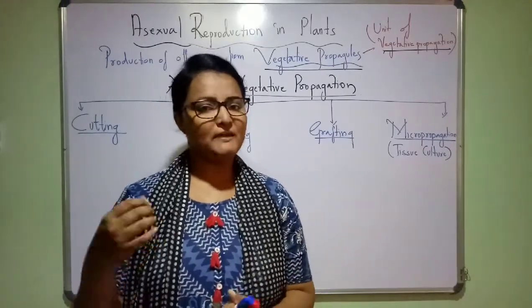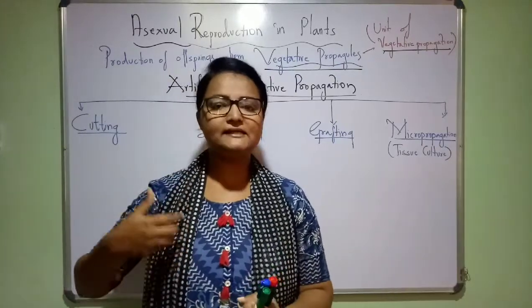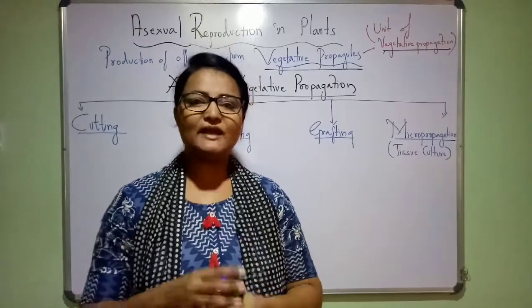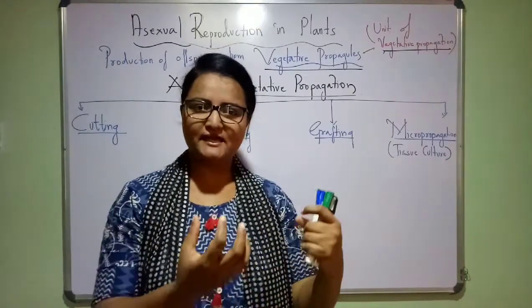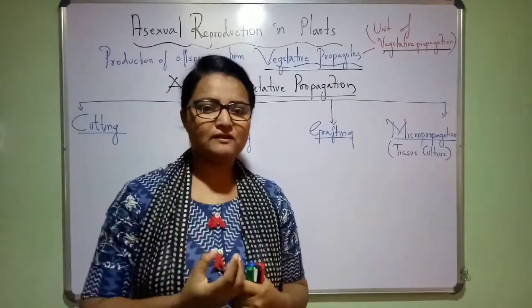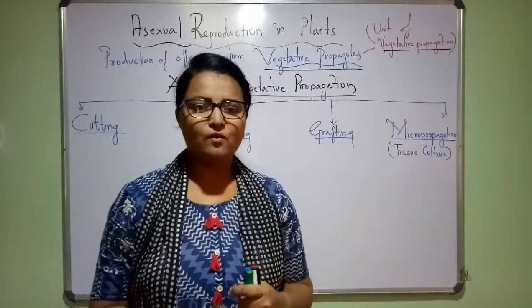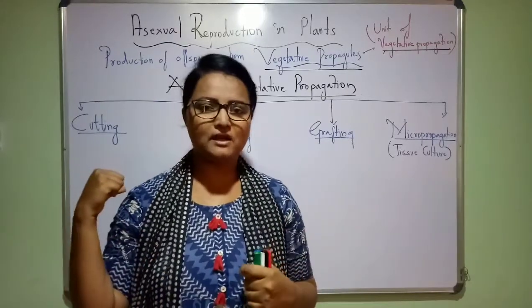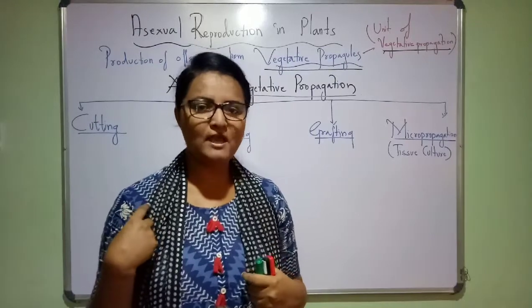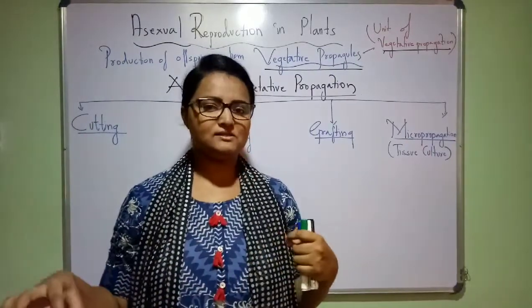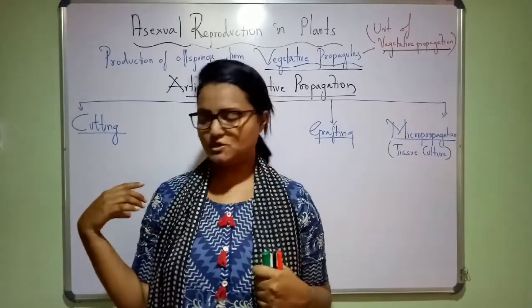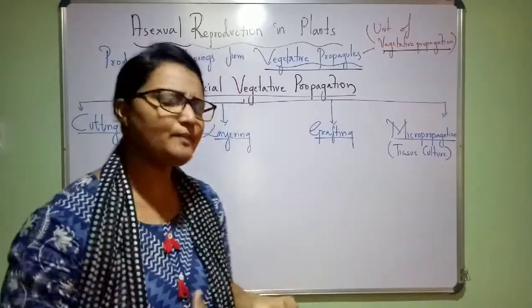So why have people started artificial vegetative propagation? To get a desired character, a desired plant. If I want a beautiful looking flower with well arranged petals, I will go for artificial vegetative propagation. Because of these conditions, they opted for artificial vegetative propagation. The first one we will start with is simple cutting.